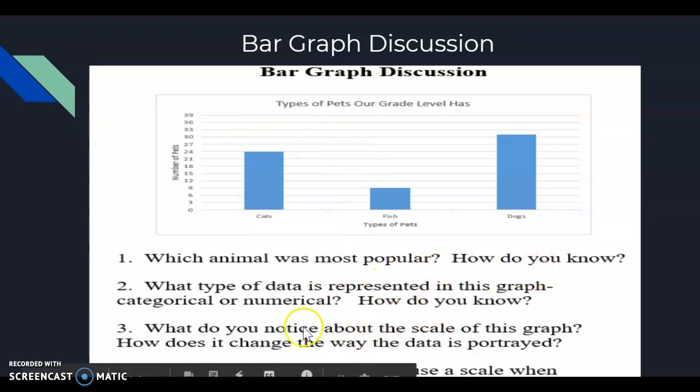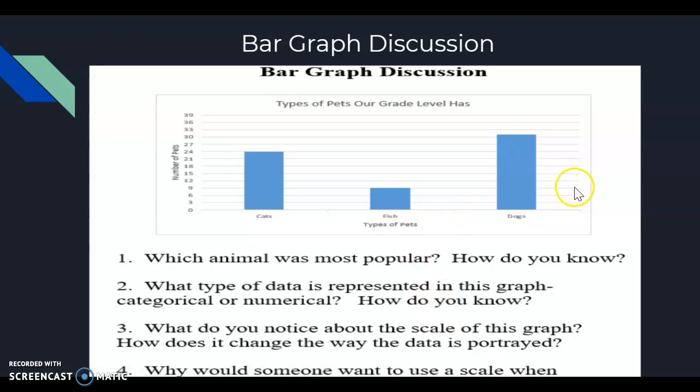That's how we know. So what type of data is represented in this graph? Categorical or numerical? And how do you know? If you're watching the video, go on and pause it. Take a minute. I want you to think about the answer.